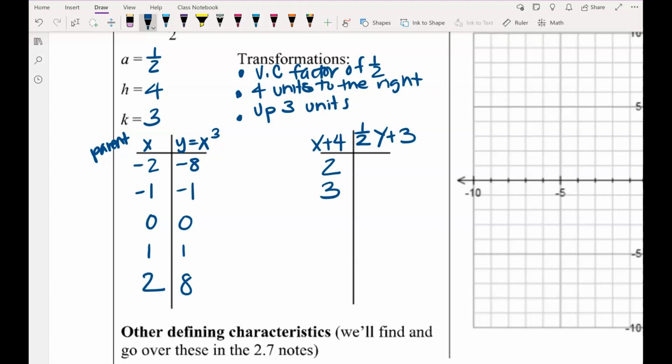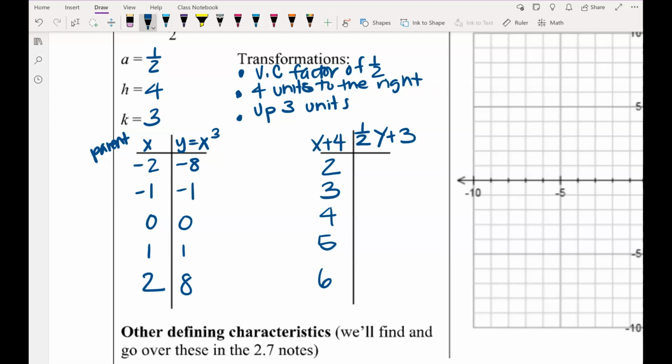Good. Jacob S, 0 plus 4 is? 4. Good. Zoe, 1 plus 4 is? Good. Holden, 2 plus 4 is? 6. Perfect. All right, here we go, Tanner.